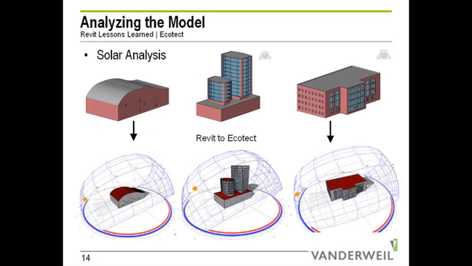This slide is just showing you that you can take that Revit model and export it to Ecotect to do solar analysis, and that can be used for figuring out the shading, how it's going to shade different things for your heating and cooling loads throughout the year, what the best orientation of the building would be, or whether you want to figure out daylight autonomy.